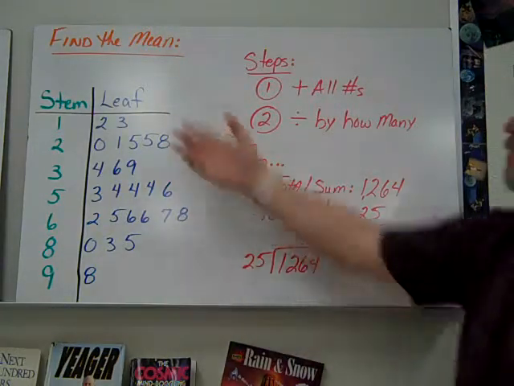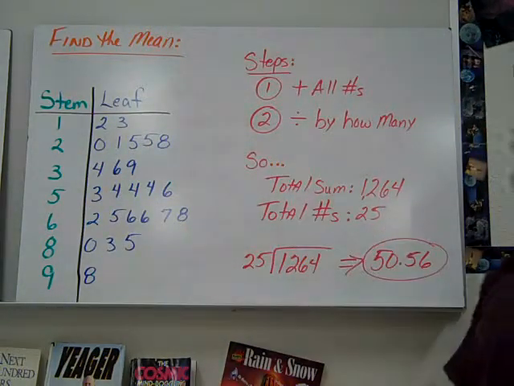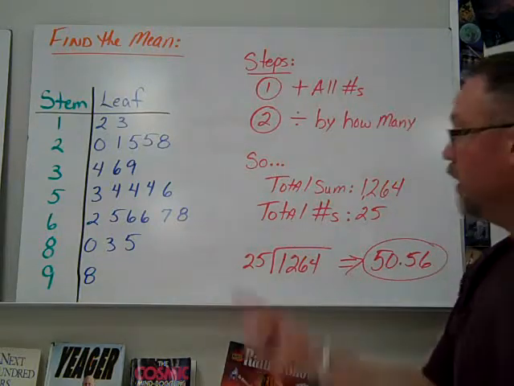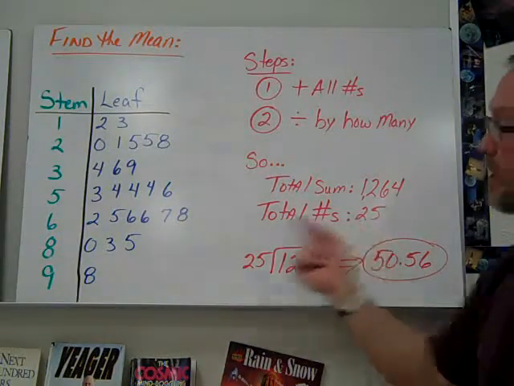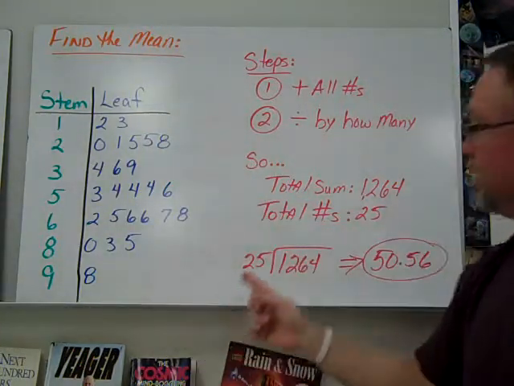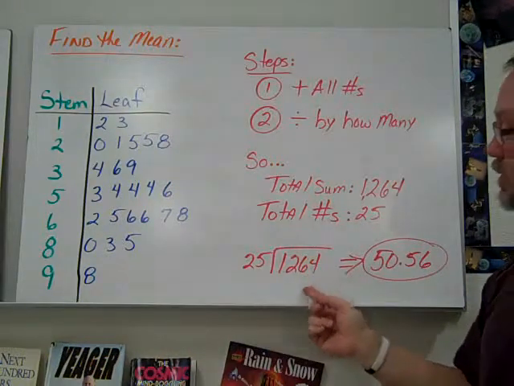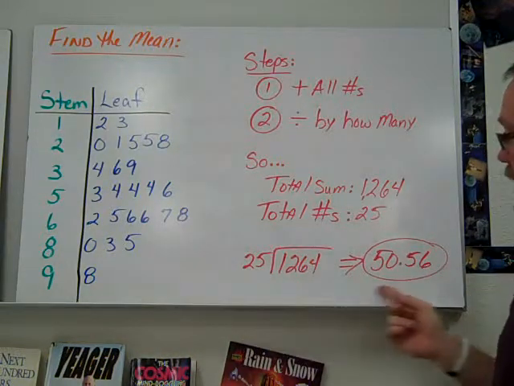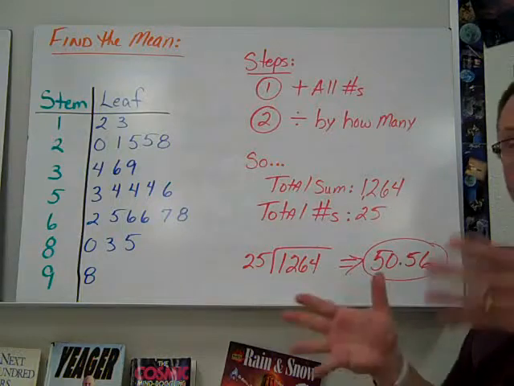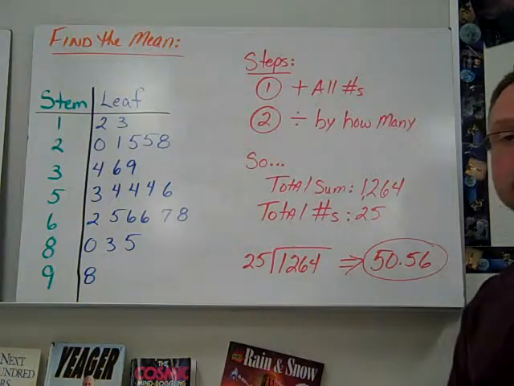So the total sum, if we add all this up, came up to be 1,264. There's a total of 25 numbers in this data set. So we would take 1,264 divided by 25, and your answer would be, for the average, 50.56.